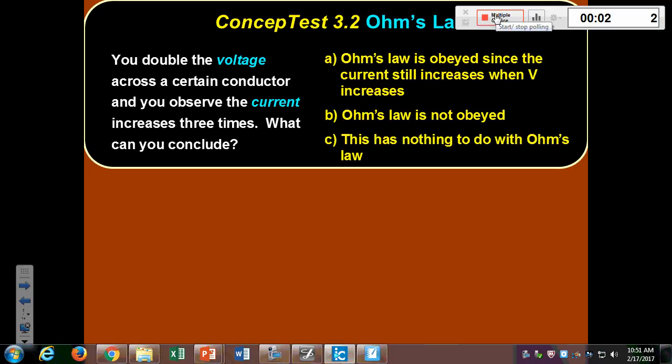You double the voltage across a certain conductor and you observe the current increases 3 times. What do you conclude about Ohm's law? Is it obeyed, or is it not obeyed, or does this just have nothing to do with Ohm's law?